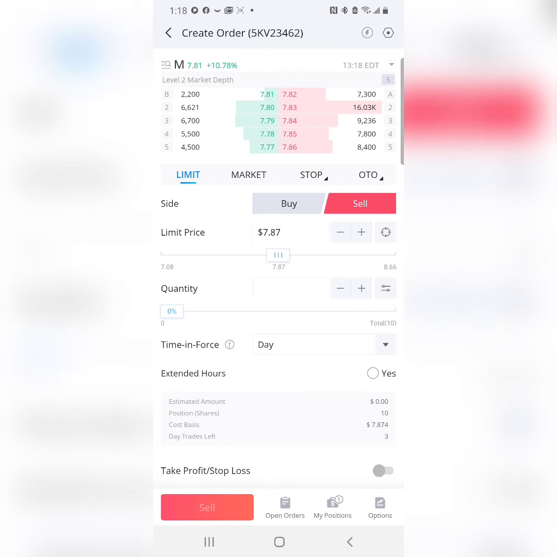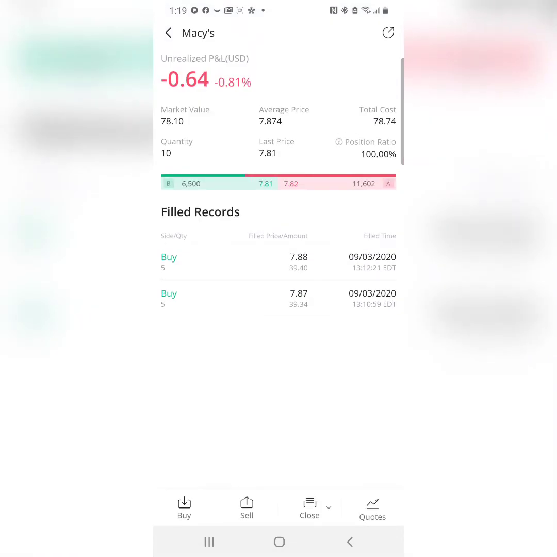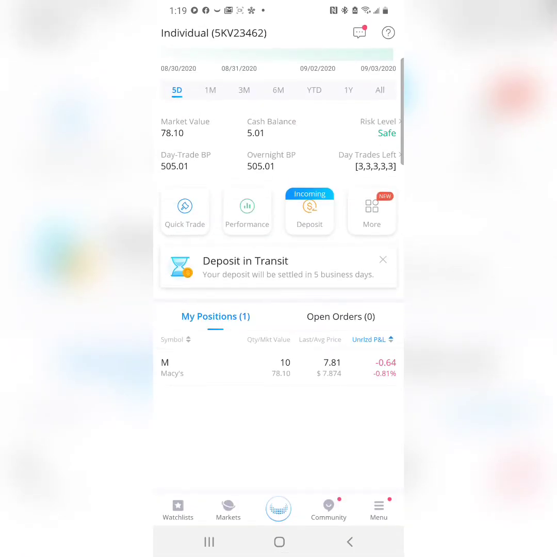Okay, so that was a huge sidebar. I lost my train of thought, but we're gonna sell. Ooh, doggy, it fell. It's at 7.81 now. So we're going to get out of this. Let's see, how much am I at a loss? Well, I'm only down 0.81%. So obviously I would be holding, but for the sake of the video, we're going to go ahead and sell.